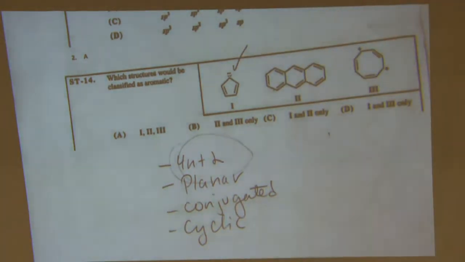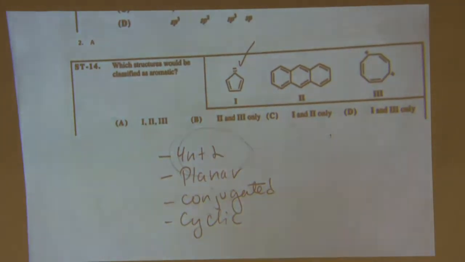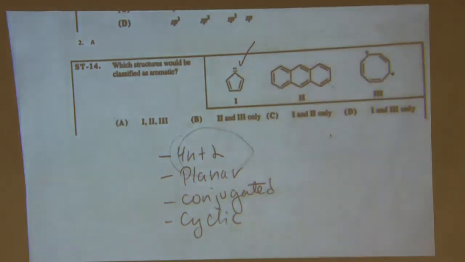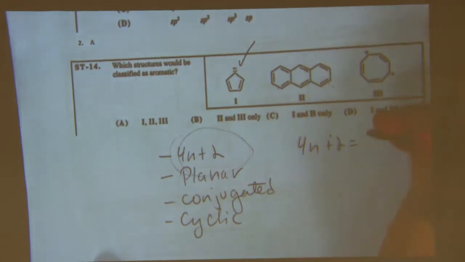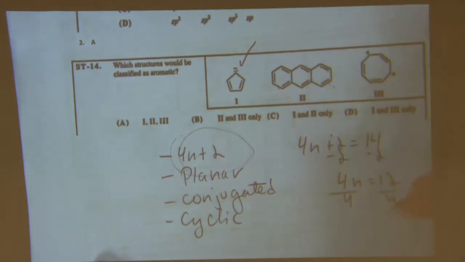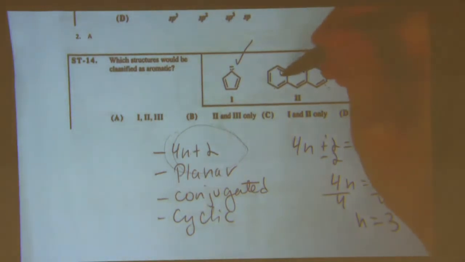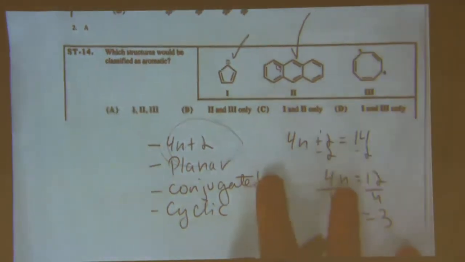And then what about number 2? How many pi electrons are in number 2? 14 pi electrons or 7 pi bonds, right? 1, 2, 3, 4, 5, 6, 7, 8, 9, 10, 11, 12, 14. Let's just maybe solve it, because I'm bad at math. n equals 3, right? So we got an integer, so that would be aromatic. Does that make sense? And it's planar, and it's conjugated as well, right? Okay, any questions on that one? Number 2?